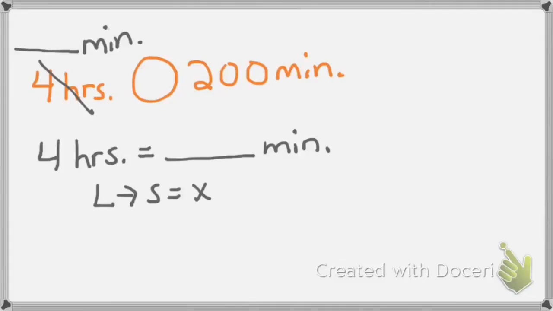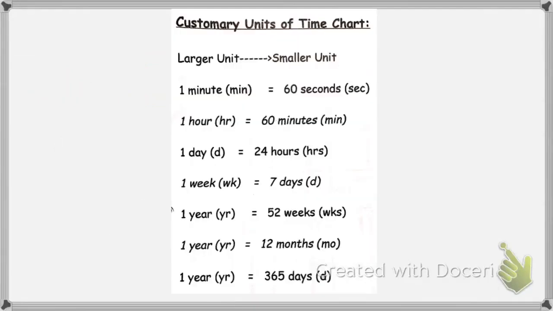We know large to small means multiplication. Take our given number, which is 4, the operation that we just chose, which is multiplication, and I need to know how many minutes are in an hour. So if I'm not sure how many minutes are in an hour, I can look back at my conversion chart, which I do have to have memorized for the test. Again, the left side is larger, the right side is smaller.